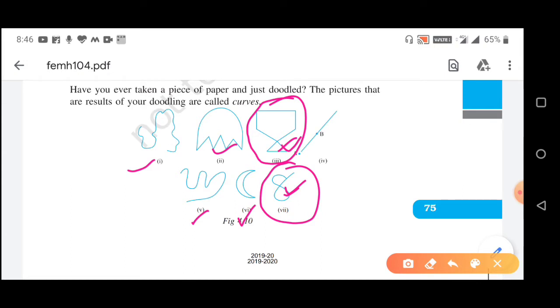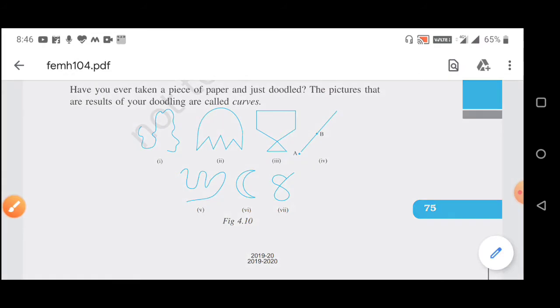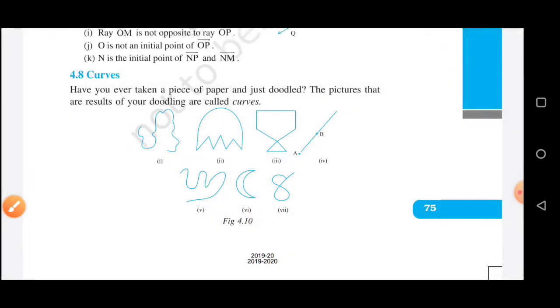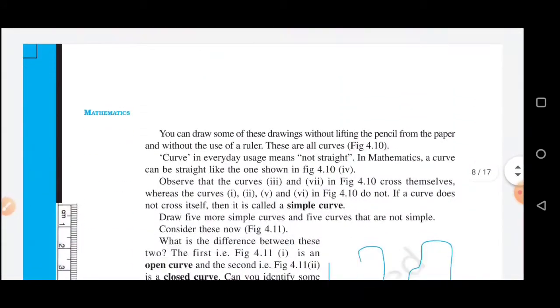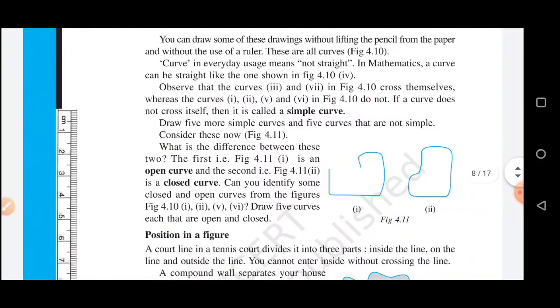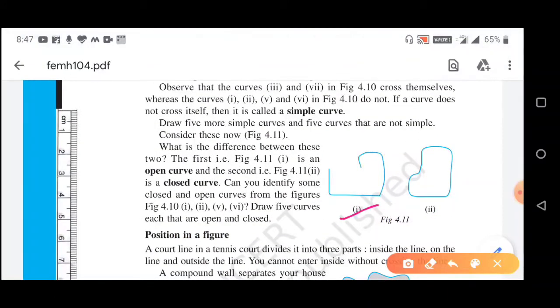Now we have some open curves and some closed curves. The curves which are open are called open curves, and the curves which are not open are called closed curves. So here this is an open curve and this is a closed curve.